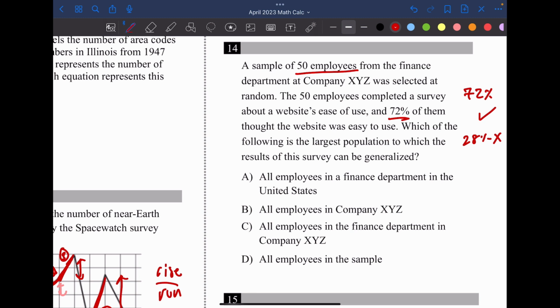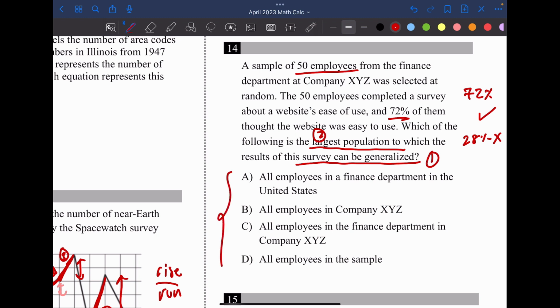Which of the following is the largest population to which the results of the survey can be generalized? Okay, so first, it's asking us two questions at the same time. It's asking us which of the following populations in general can the survey be generalized to, and then which one of them is the largest. So two parts of this question. Let's do part number 1 first.